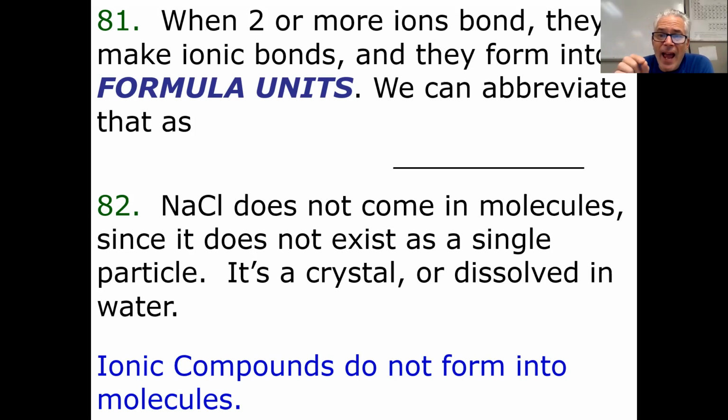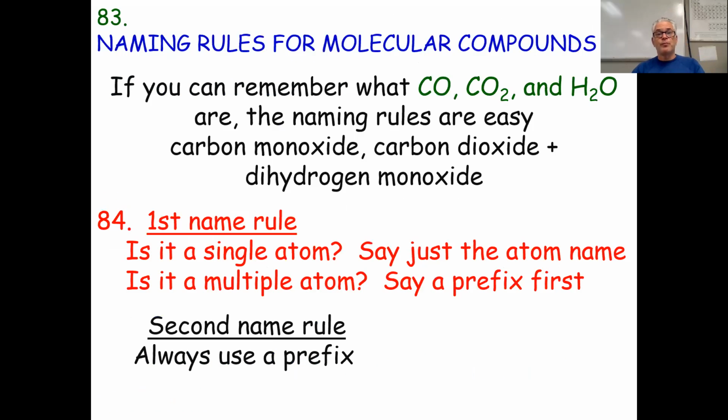You can have NaCl, one Na, one Cl ion, but not really. You can't have it in your hand. But the smallest concept of an ionic compound is called the formula unit, which we abbreviate as FU, right? FUs. NaCl doesn't come in molecules because it's ionic. It's a crystal dissolved in water. Ionic compounds don't make molecules, but molecular compounds do.